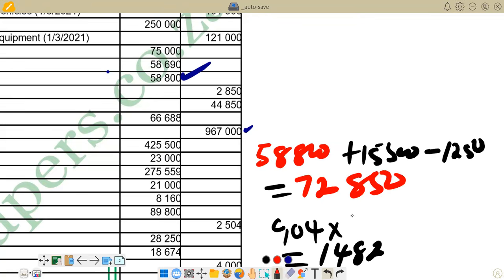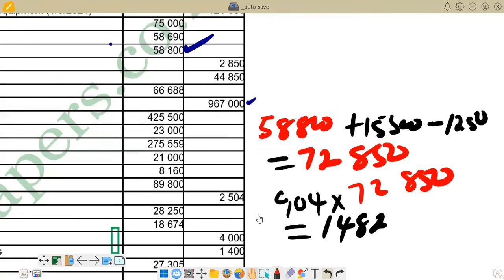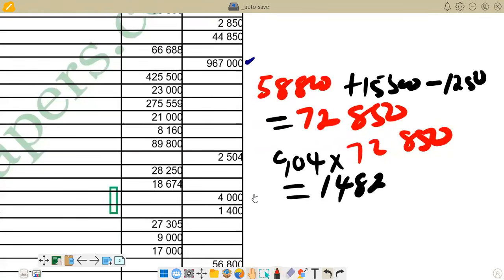And then this is the figure that we are now calculating here, 72,850. And then we multiply it by 0.04. Then we get 2,900, and let's try to see, 2,914. So here now we are getting 2,914.